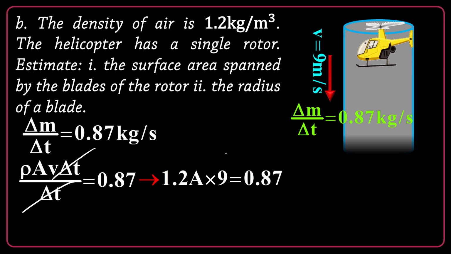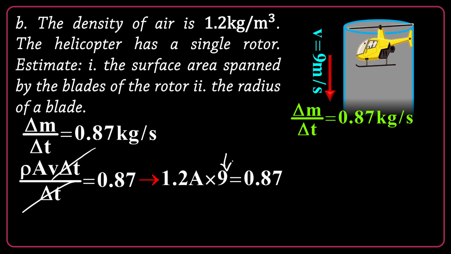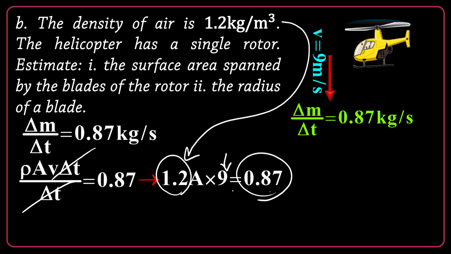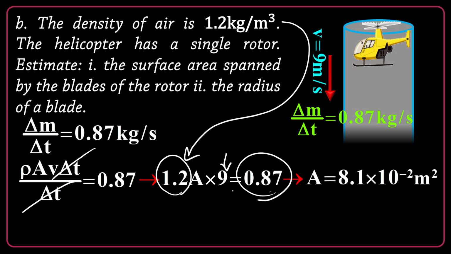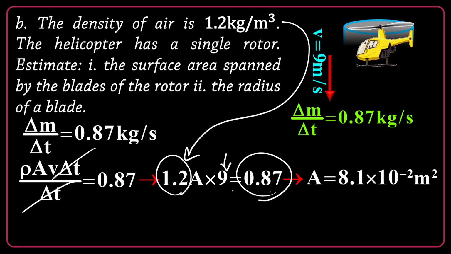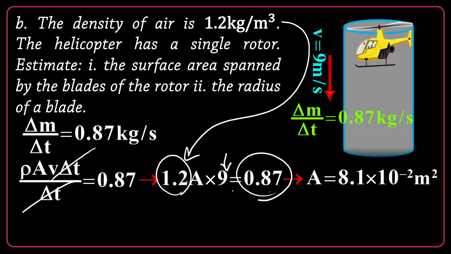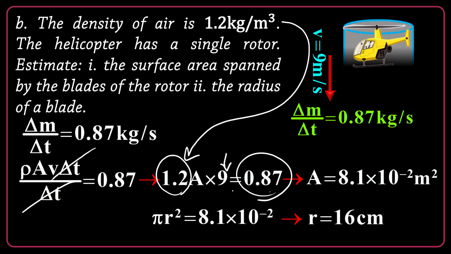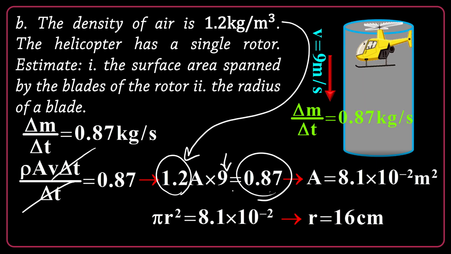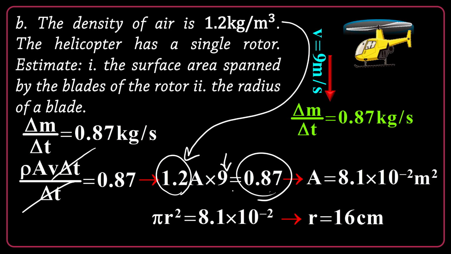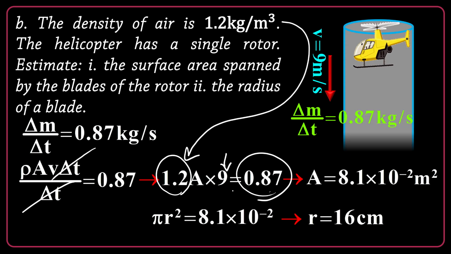Rho A v, this is the v. We know that it's 9 meters per second. And density of the air given here, 1.2. And right side, we have already found it. So the area is going to be 8.1 times 10 to the negative 2 meters squared. Then we can use the formula of the area of the circle, pi r squared, and then we can easily find the radius. I've already converted the radius to centimeters, so it's 16 centimeters. The circular area spanned by the blades.